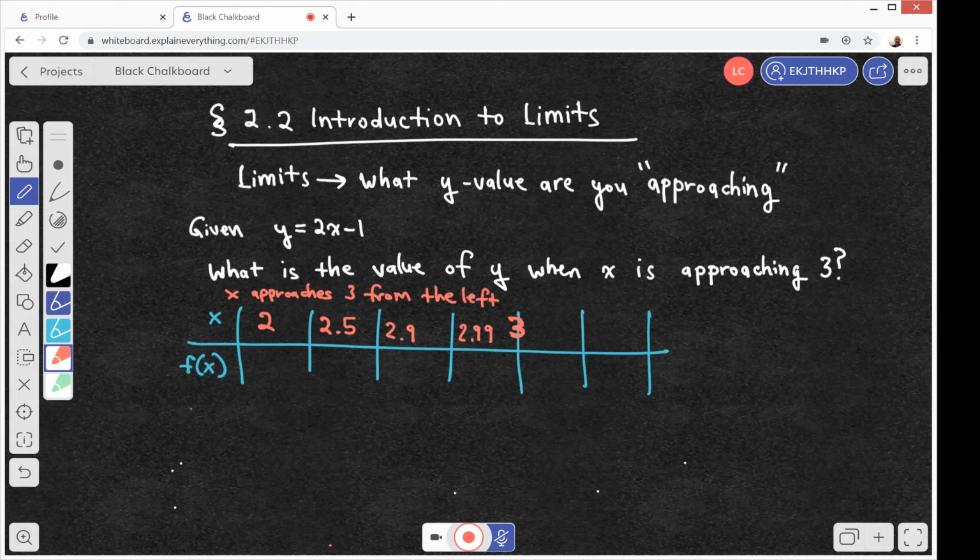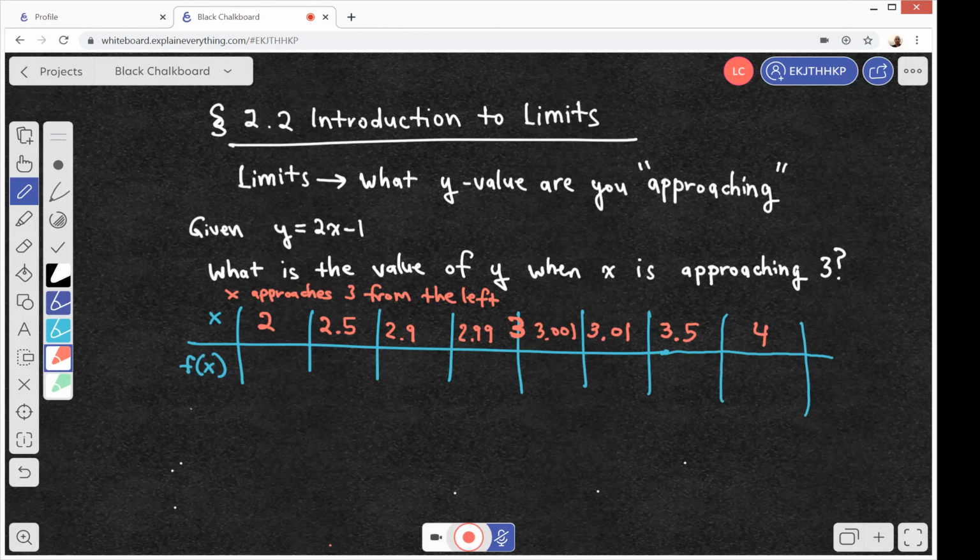Now we could also approach 3 from the right side. So think of a number that's on the right side of 3. So maybe 4. And if I want to get close to 3, then maybe I'll eventually approach 3.5. And perhaps I'll get closer to 3 and I'll be at 3.01, and maybe even 3.001. So I'm getting close to 3. Now the question is, what is the y value going towards? What is the y value approaching?